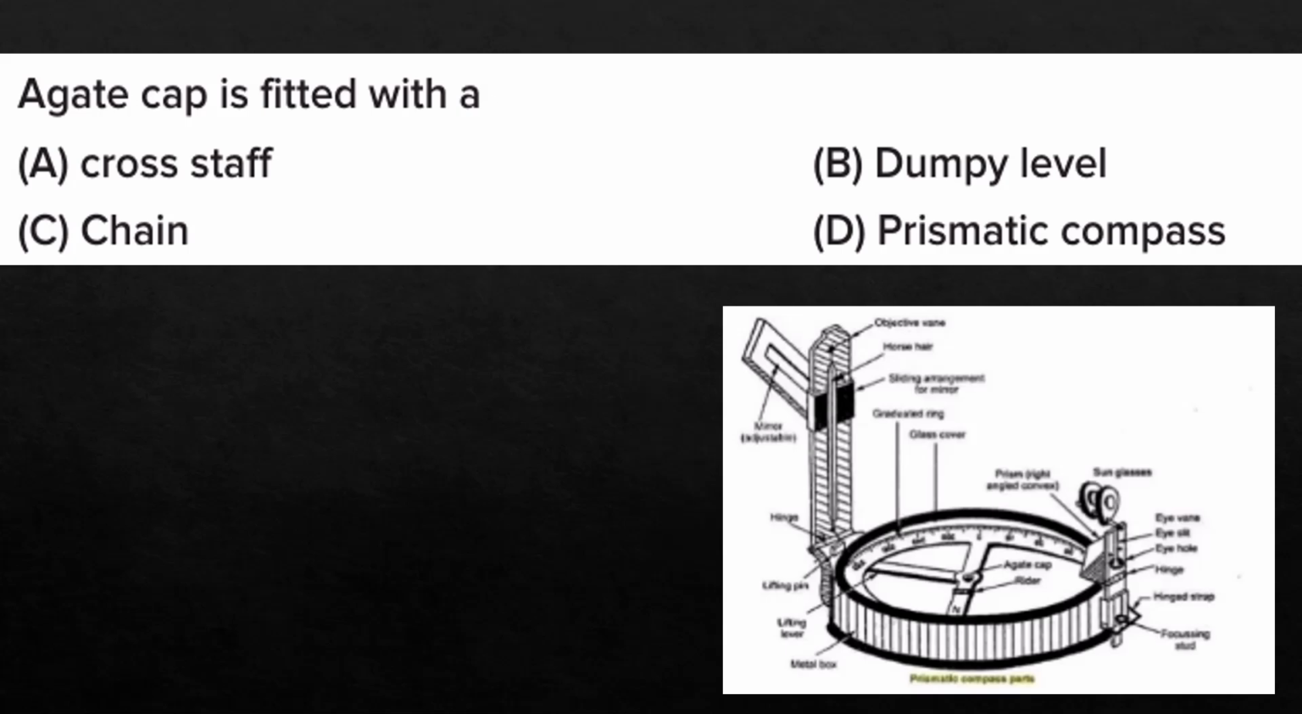Agate cap is fitted with a? Answer is option D, prismatic compass. We know that prismatic compass is a surveying instrument. We use this prismatic compass to measure the bearings or directions. Here you can see this is the agate cap. This agate cap serves as a protective cover for the pivot point. This pivot point has one magnetic needle, so it acts as a protective cover.